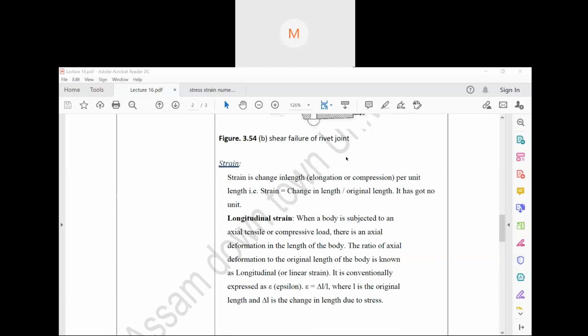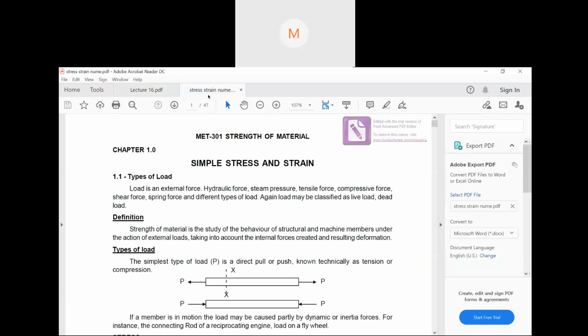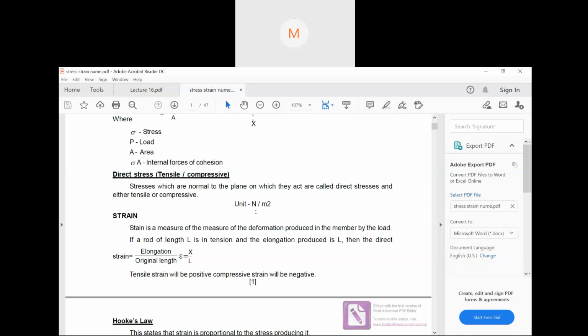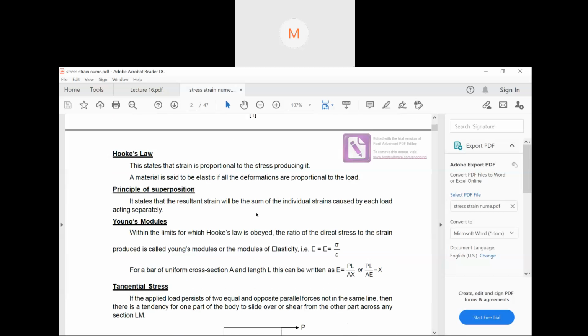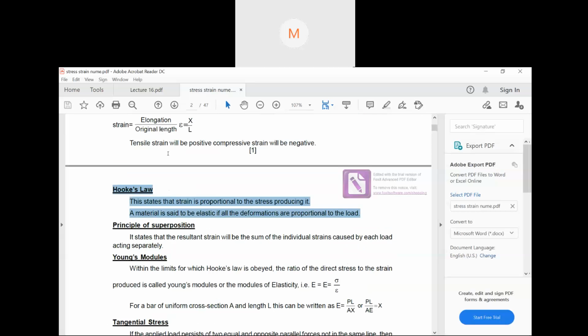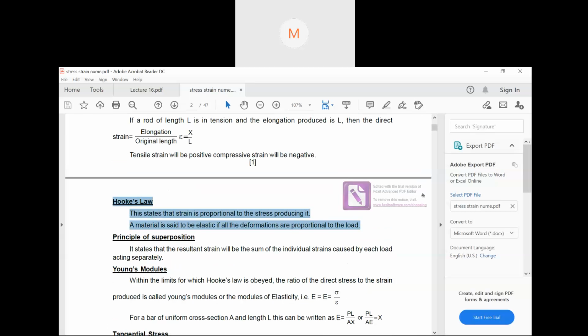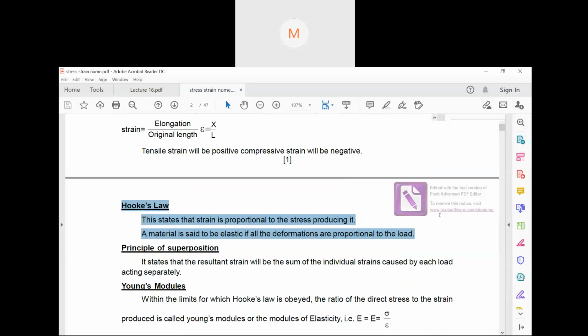Now there is another term called Hooke's law. So what is Hooke's law actually? Just remember that if stress is directly proportional to strain, then this is called Hooke's law. Is it clear? Are you able to see it, students? Okay. So if stress is directly proportional to strain, then this is called Hooke's law.